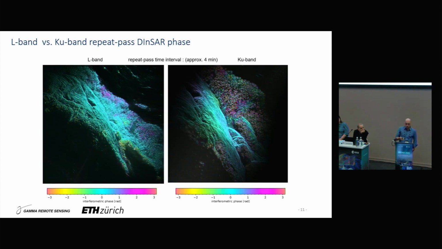So this is the phase. I didn't really further process that. You see in L band it's fairly stable, so there should be no movement within this short time, whereas in KU band we see some artifacts which still are in the processing. This is just out of the box, no corrections applied additionally, just topography corrected data.